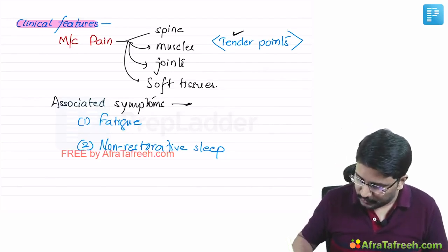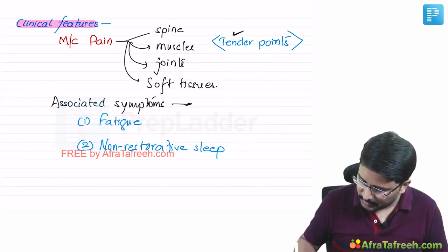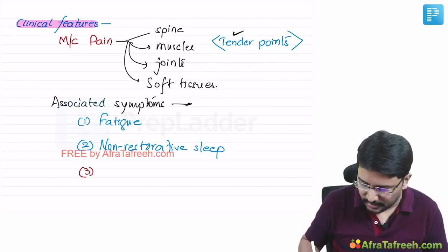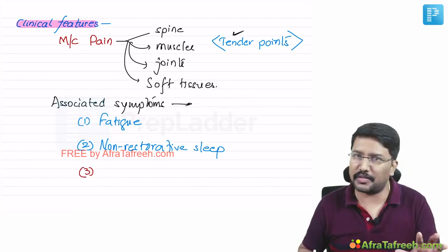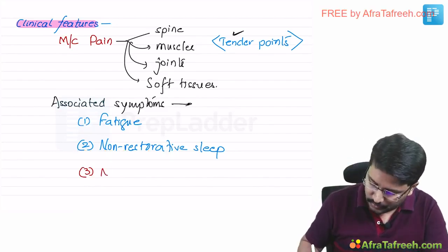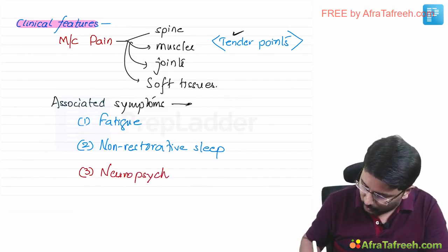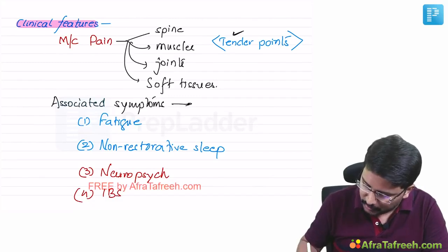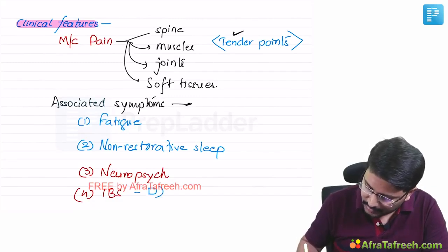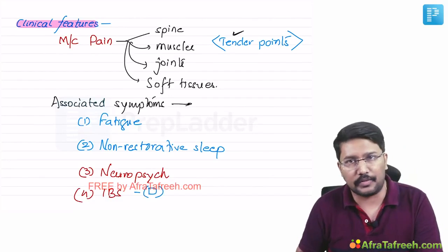Apart from the fatigue and non-restorative sleep, these patients very often develop neuropsychiatric manifestations. So they are prone to develop depression and anxiety. So neuropsychiatric manifestations are known to occur. And also they are prone to develop irritable bowel syndrome. And if they are developing irritable bowel syndrome, it is the diarrhea predominant variant which is more common.